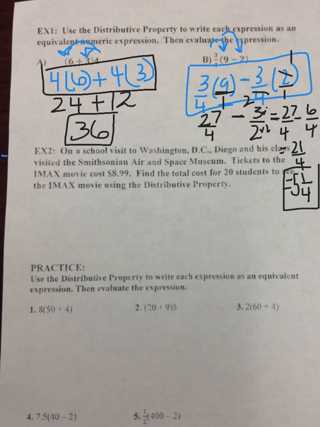Okay, example 2. On a school visit to Washington, D.C., Diego and his class visited the Smithsonian Air and Space Museum. Tickets to the IMAX movie cost $8.99, and we're going to find the total cost for 20 students to see the IMAX movie, but we want to use the distributive property. So tickets cost $8.99, and we want to find the total cost for 20 students, but we want to use the distributive property for this one.